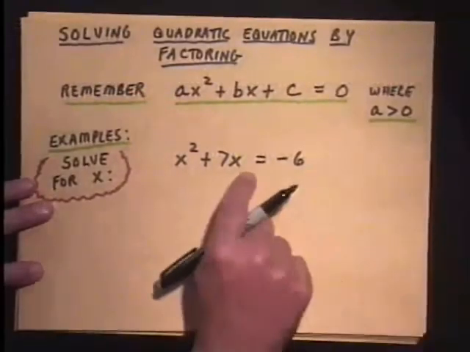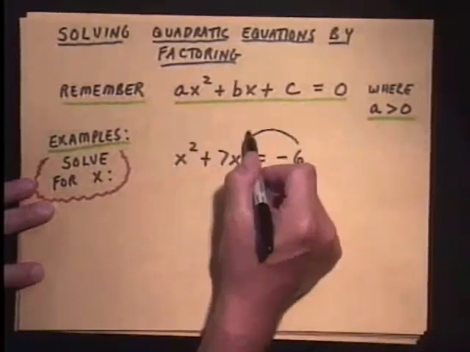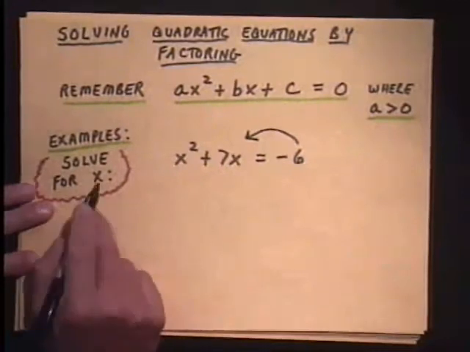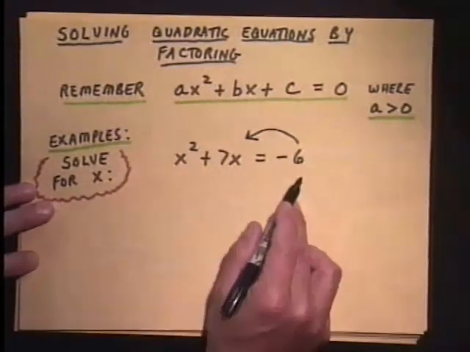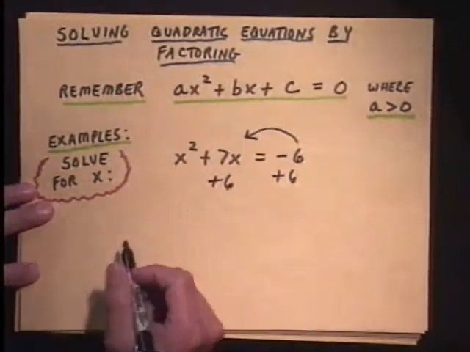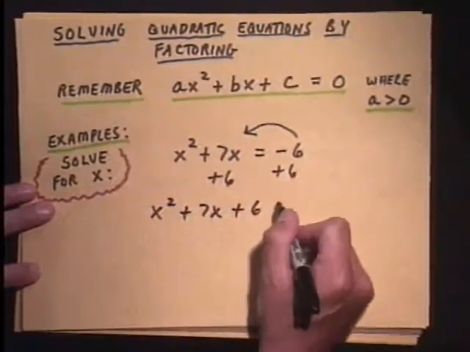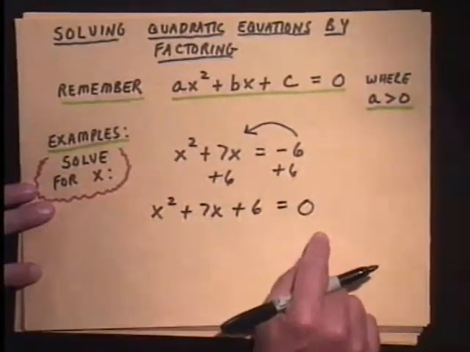And notice this is not in this form. It's not equal to 0. So we're going to have to bring this negative 6 over here if we want to solve for x by doing what? Yes, adding 6 to both sides. So what that does is it gives us x squared plus 7x plus 6 equals our hero 0.